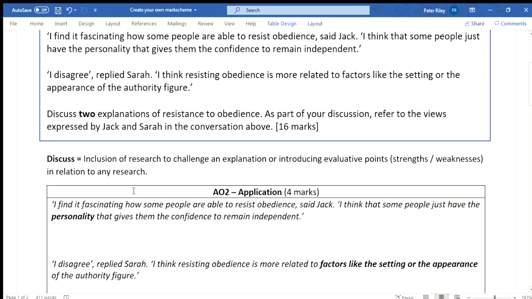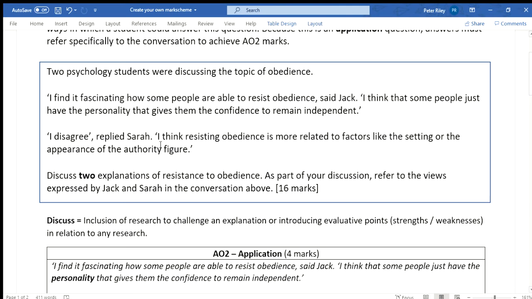The application is to this question, to this conversation, sorry, and if we look at the question, discuss two explanations of resistance to obedience. As part of your discussion, refer to the views expressed by Jack and Sarah. Both individuals must be included in our mark scheme, because to achieve full marks on this question, a student must talk about Jack and Sarah. To only talk about one of these individuals or only apply to the situation once, so only talking about Jack's comments or about Sarah's comments, is restricted to a level 2 answer.